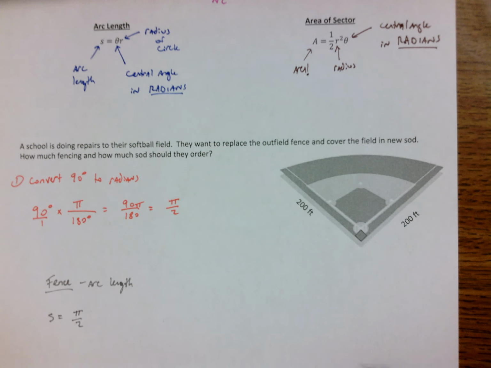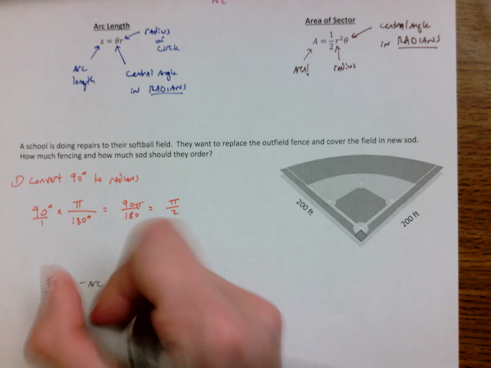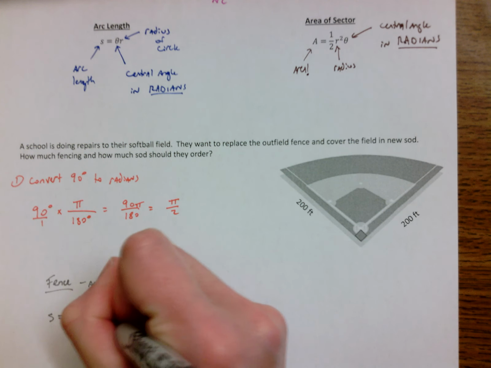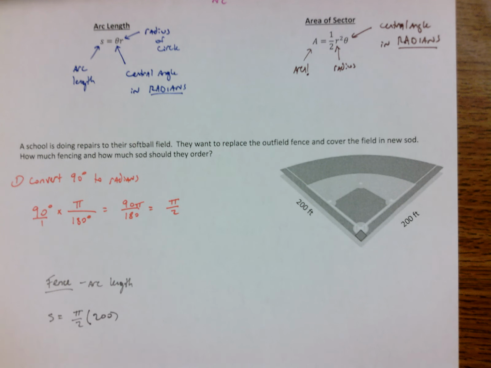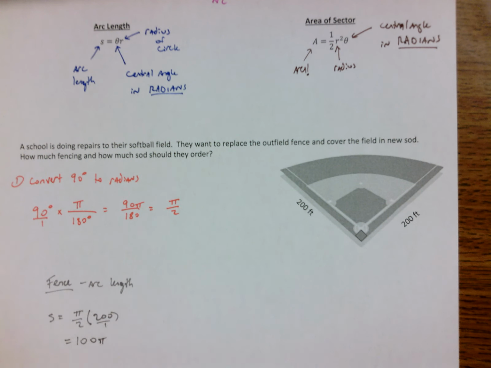That's what this is, right? Here's my whole big circle, right? My whole circle would come this way. Okay, this is the radius of my circle. So my radius of my circle is 200. Okay, so pi over 2 times 200 over 1, that's 200 pi over 2. That's going to simplify to 100 pi.